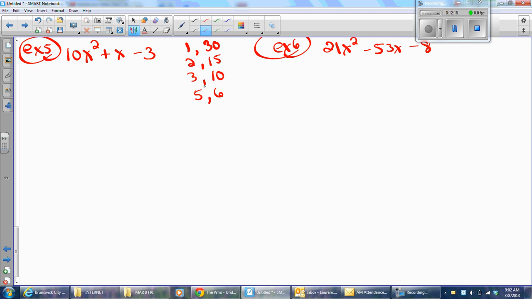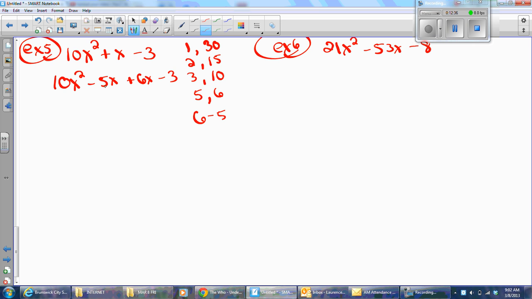So since that 3 is negative, I'm going to subtract to get 1. Well, it looks like 6 minus 5. So I'm going to write 10x squared, but you know 10 and 5 look like they go together better to me. So I'm going to rewrite it like this. And you know, minus 5x plus 6x, that's a positive 1x. So you see it matches, right?